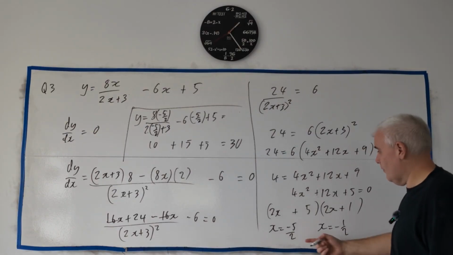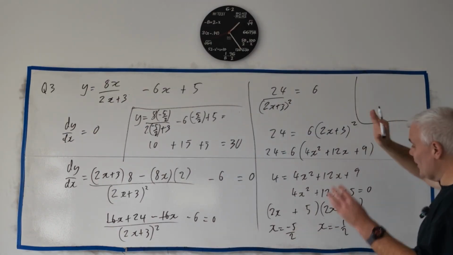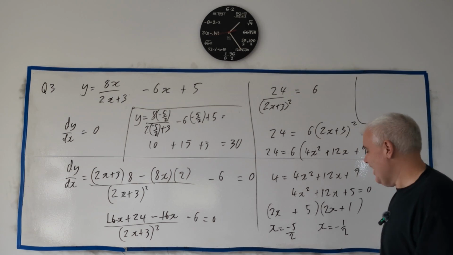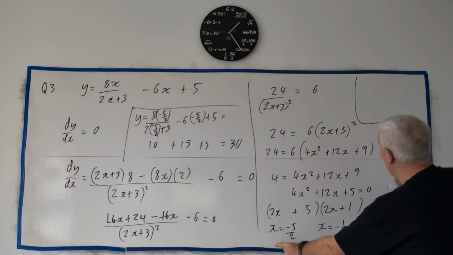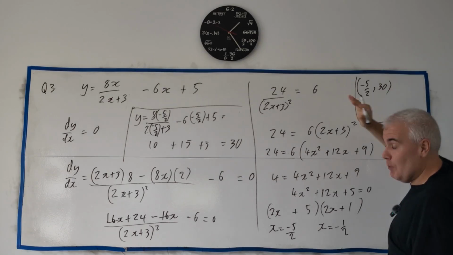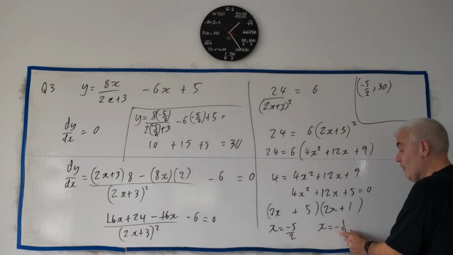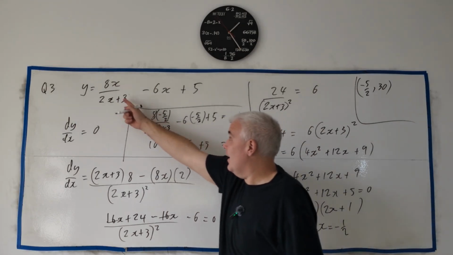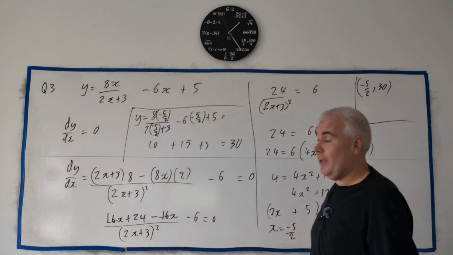So the answer for the point, let's put it in. I don't want to rub the board out and take more time. But one of the points would be minus 5 over 2 and 30. That'd be one of your answers. Do the same here for a half, minus a half. Put it into everything. Put minus a half in everywhere.